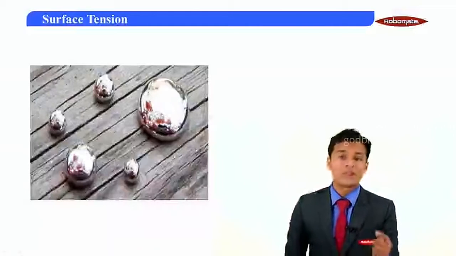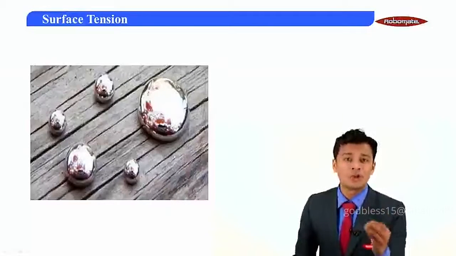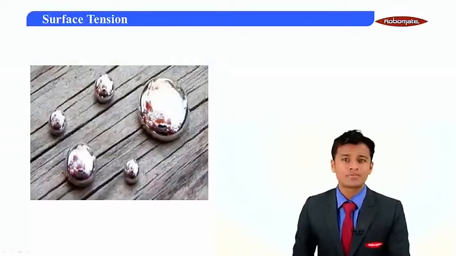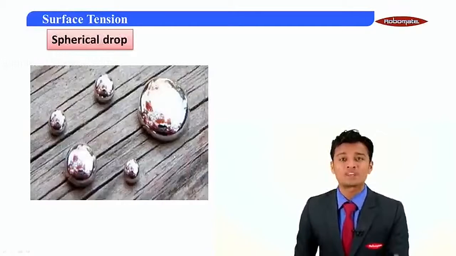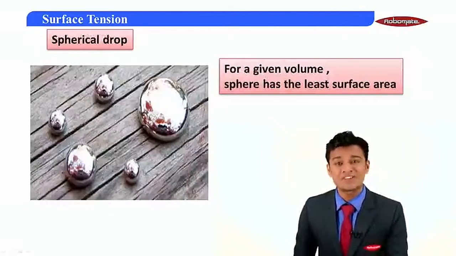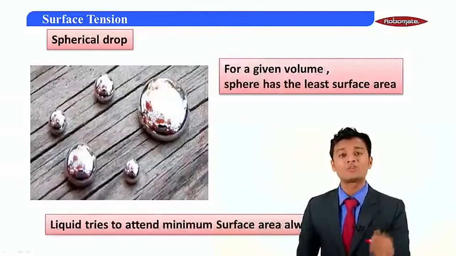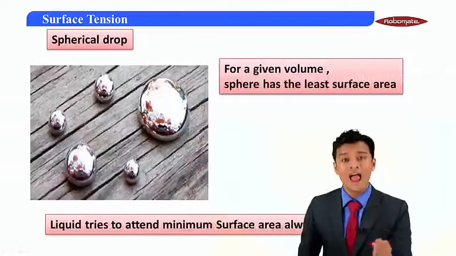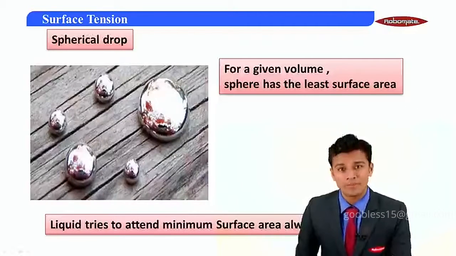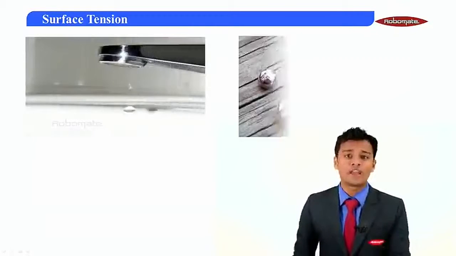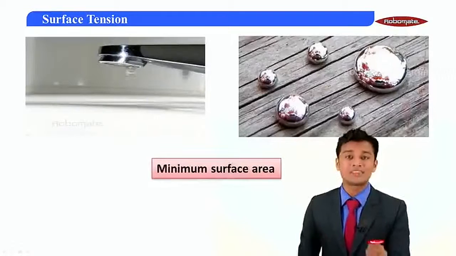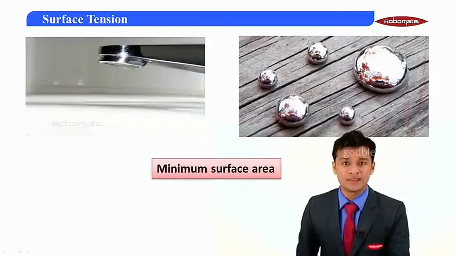Okay, now if you look at this diagram, I have a few mercury drops kept on a table. Again, if you observe, what is the shape of that mercury? Yes, the mercury drops are spherical in shape. For a given volume, a sphere has the least surface area, and hence the mercury is also trying to attain the least surface area, and in order to do so, the mercury has taken the spherical shape. Now to conclude all the four diagrams, from the last two diagrams, I can say that it is trying to attain the minimum surface area.